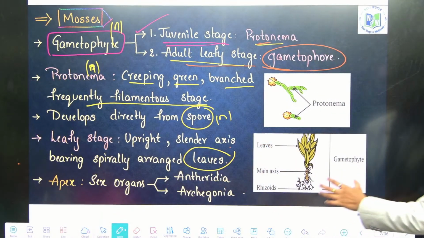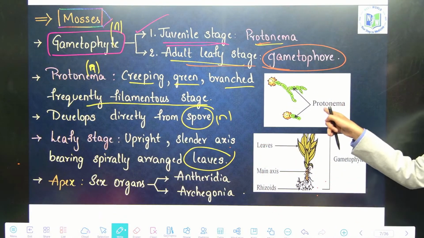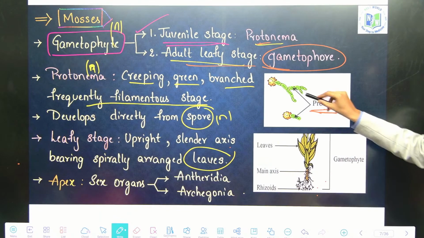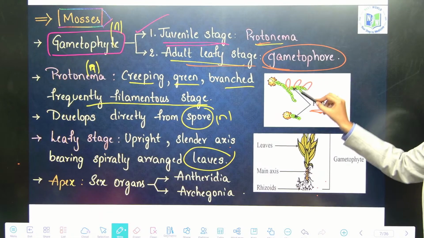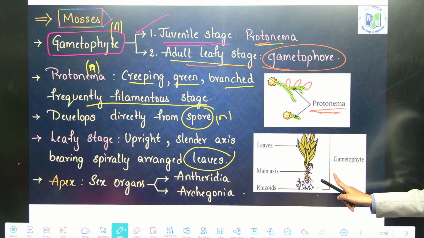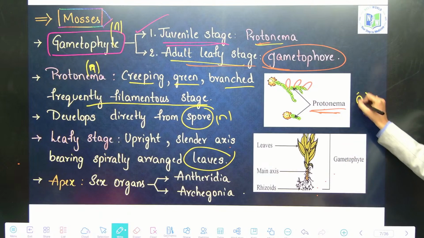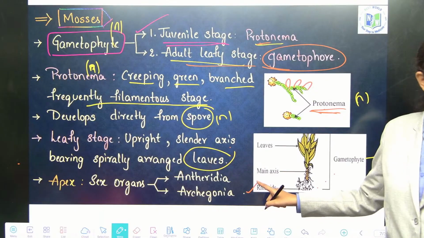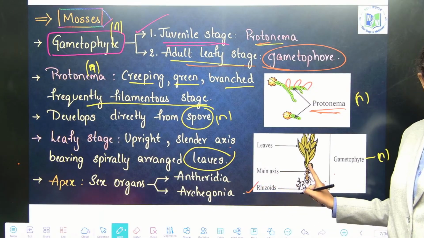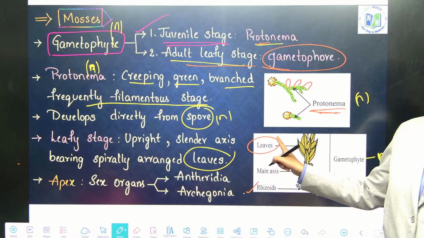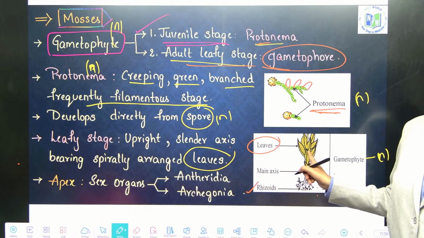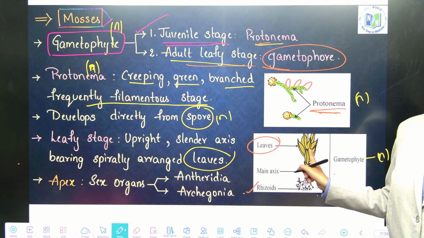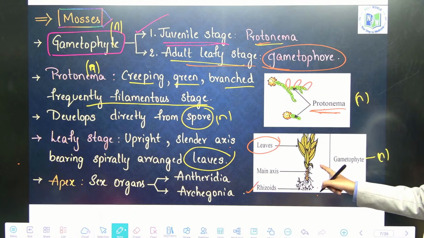If I take the example of Funaria, this is the protonema, which is a creeping green branched structure. This undergoes lateral budding, okay, and this develops into what? Leafy gametophyte. Ploidy of this is haploid. The leafy gametophyte is also haploid. This bears multicellular rhizoids. It has a main axis and it has leaf-like structures. How are the leaves arranged here? Spirally arranged. Got it? Understood the primary structure and secondary structure?